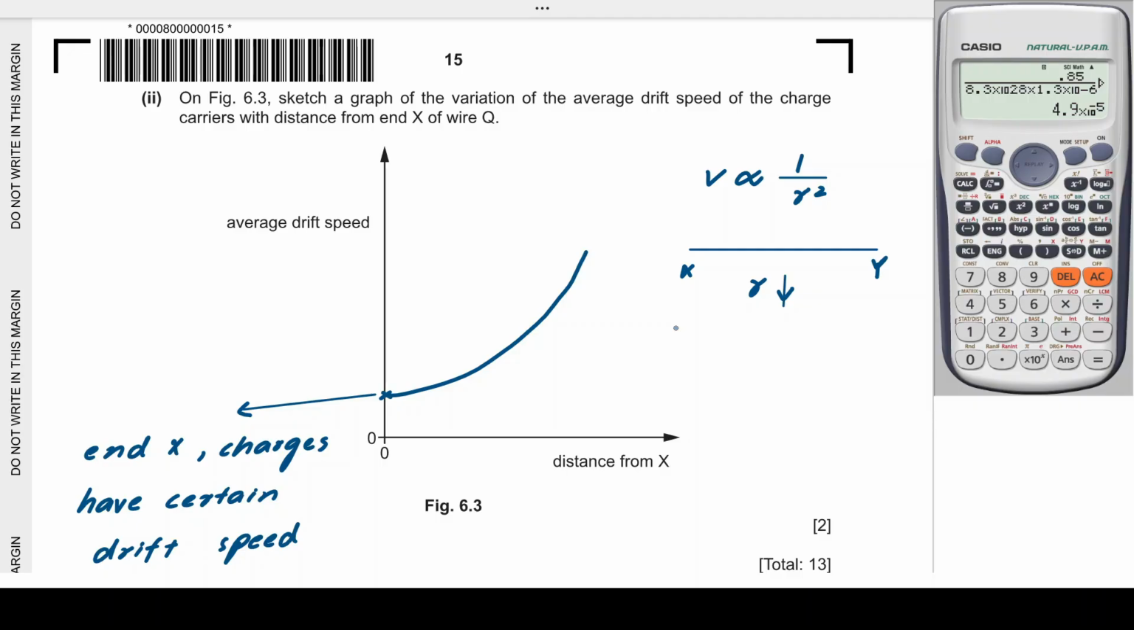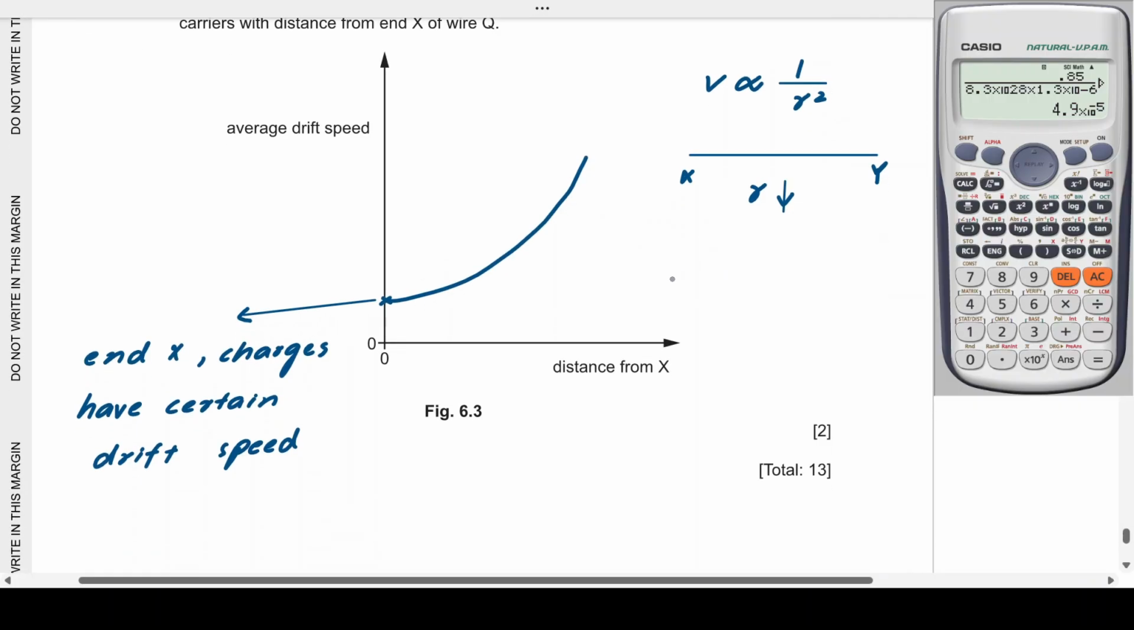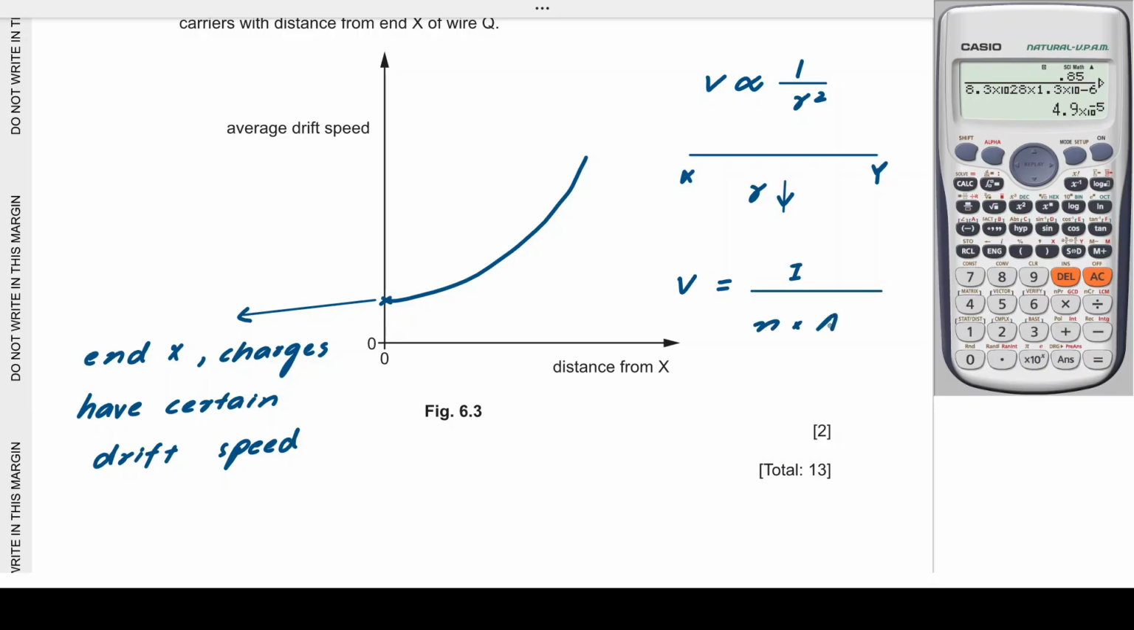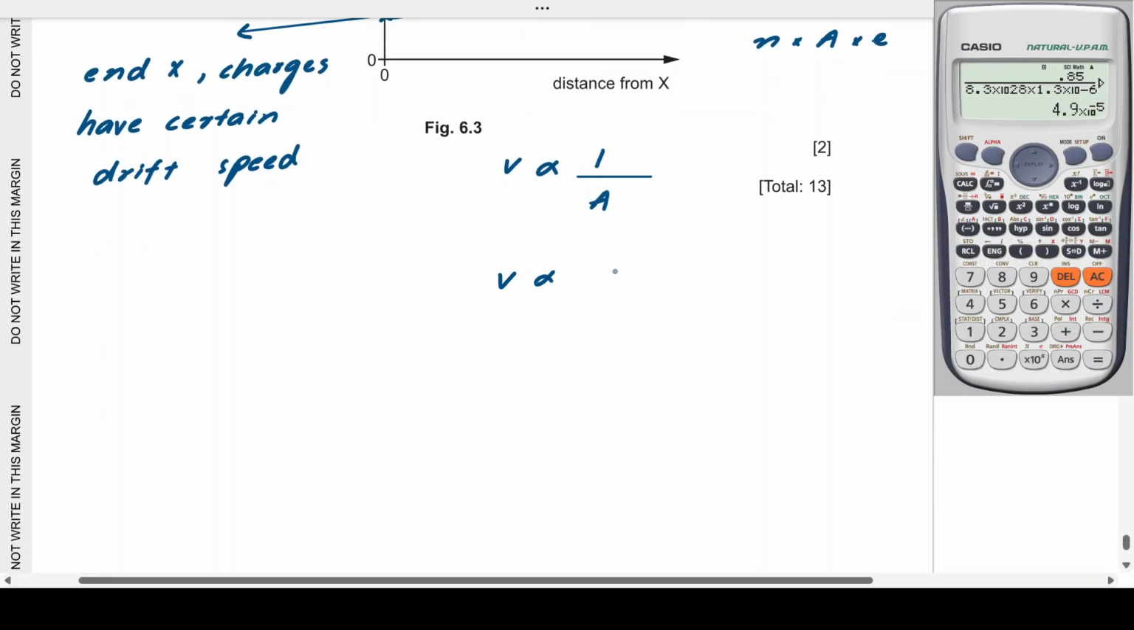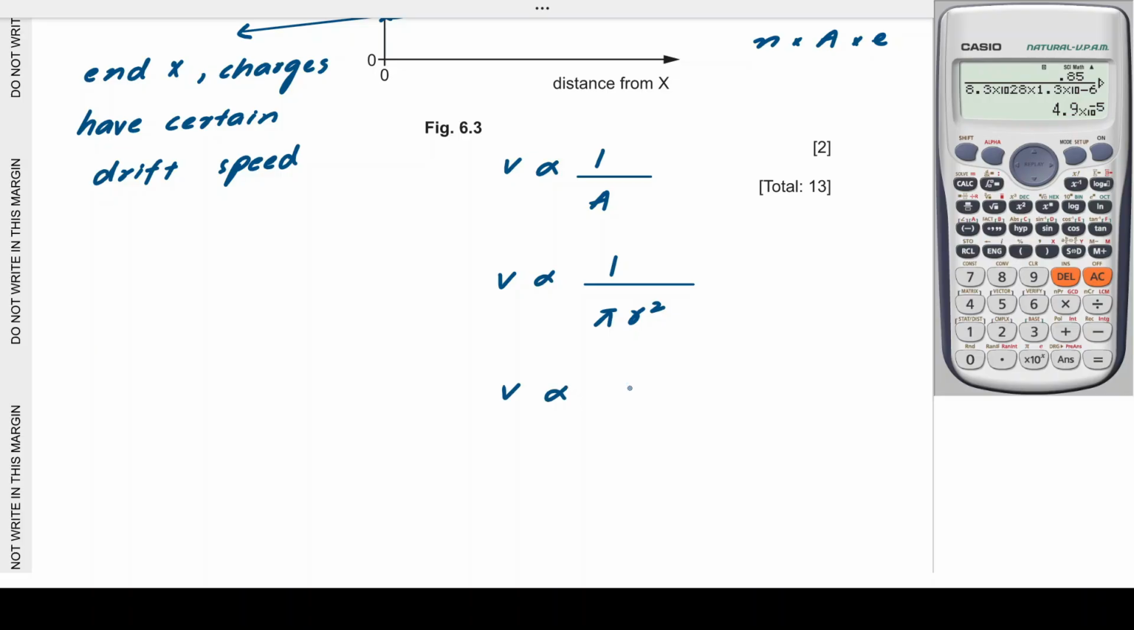And once again, how do we know the drift speed is inversely proportional to radius? By this method, I = n A v e. If everything else remains constant, we can say drift speed is inversely proportional to area, but area can also be written as pi r squared. If pi is also a constant, then we can say drift speed is inversely proportional to the square of the radius.